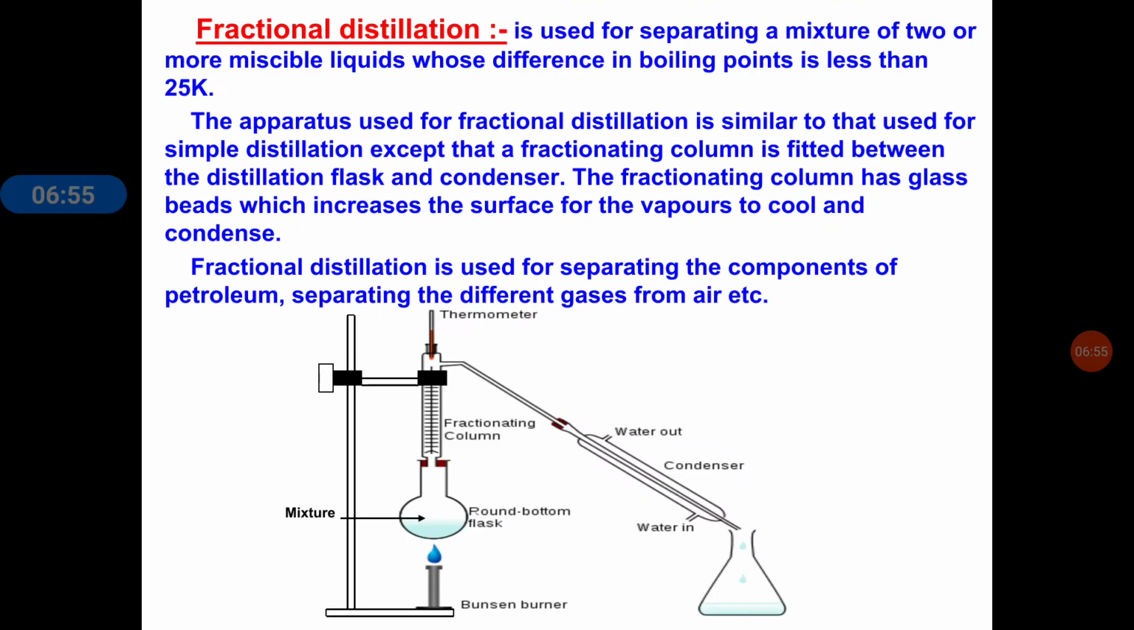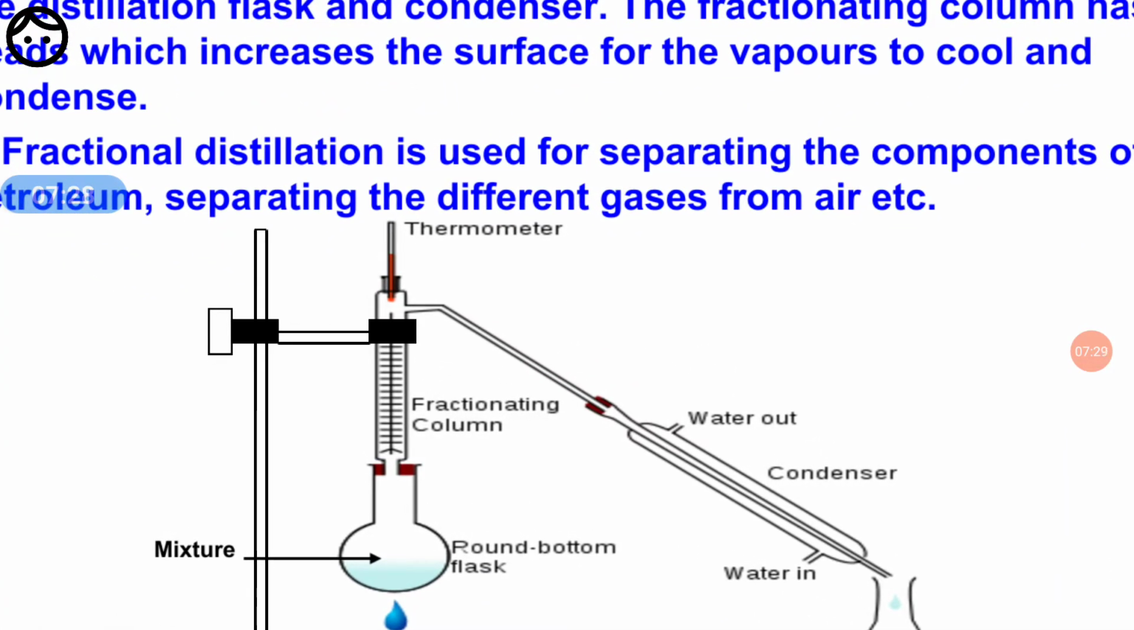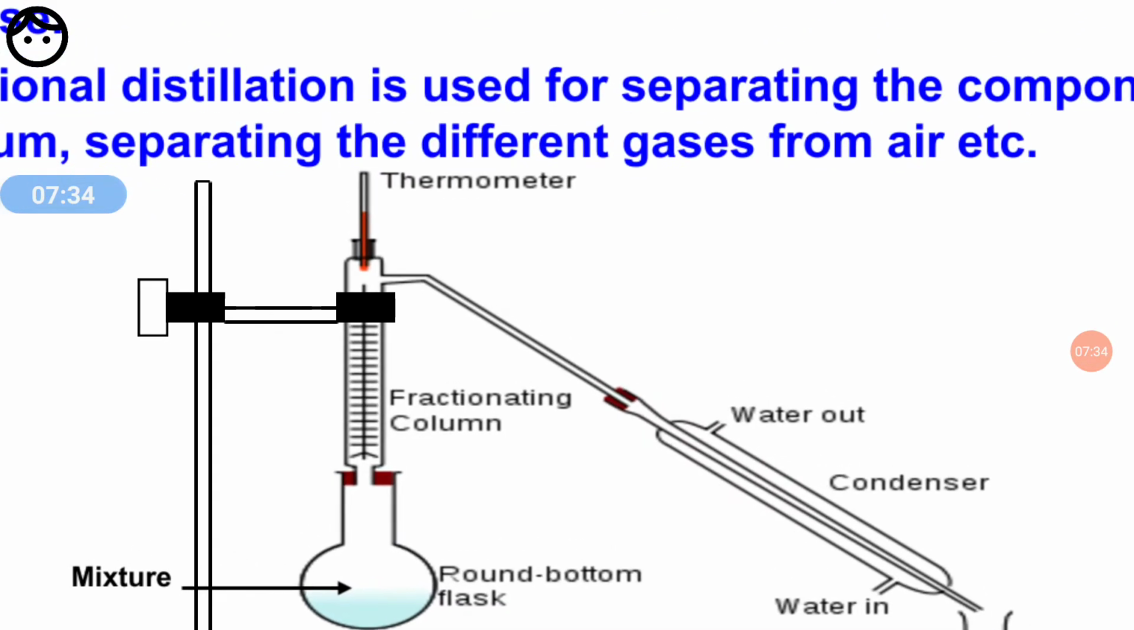Then the next type of distillation is called fractional distillation. In fractional distillation, there is a mixture of two or more liquids having different boiling points, and the liquids are miscible with each other. The setup of fractional distillation is the same as simple distillation, but the only difference is that in this process a fractionating column is attached. The rest of the arrangement of the apparatus is the same.